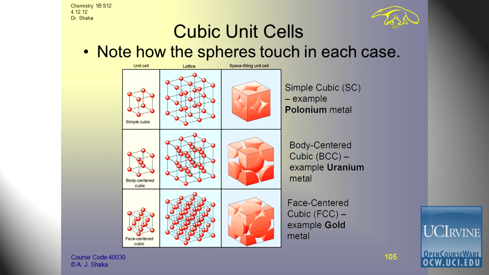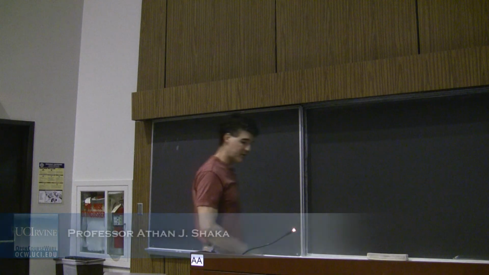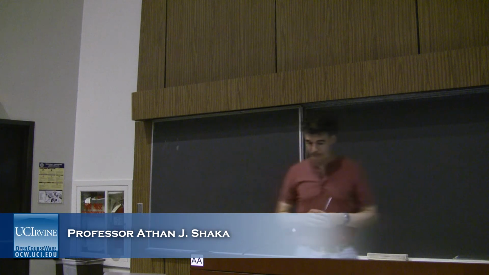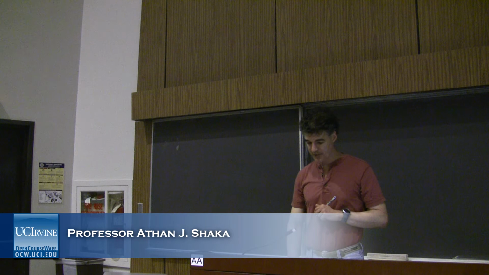This is closest packed structure. This is as many as you can jam in there. And therefore, usually metals that have a face-centered cubic structure are very dense. And gold is an example. Gold is an extremely dense material, about 19 grams per cubic centimeter. Much denser than water, for example.